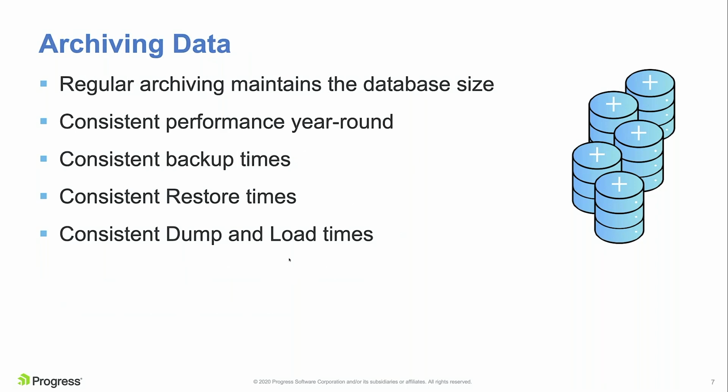So what should you do? You should do regular archiving because that maintains the database size. This provides consistent performance all year round. It's not like it performed better in January and worse in December. If the database size remains constant, then the performance of the application will run the same both January and December. And you'll get those consistent backup times, consistent restore times, and consistent dump and load times. So all those maintenance operations become predictable.